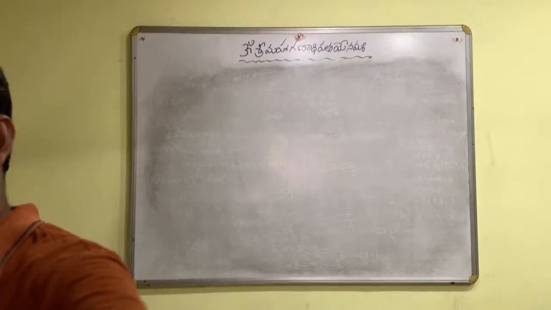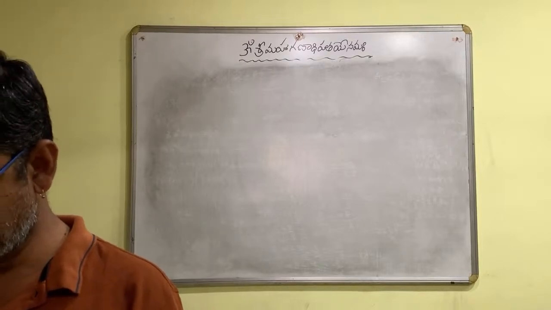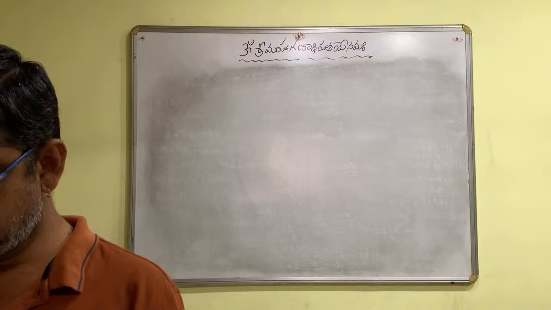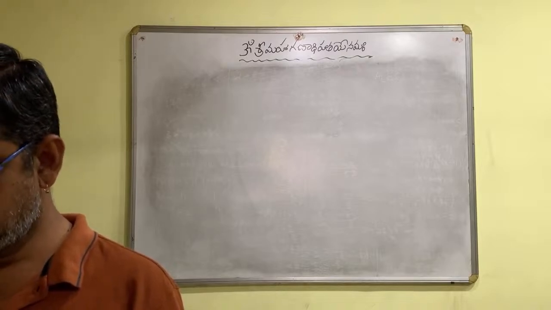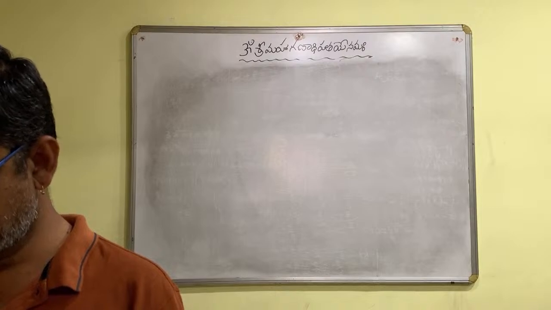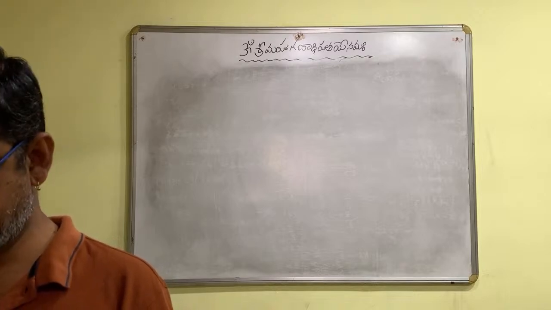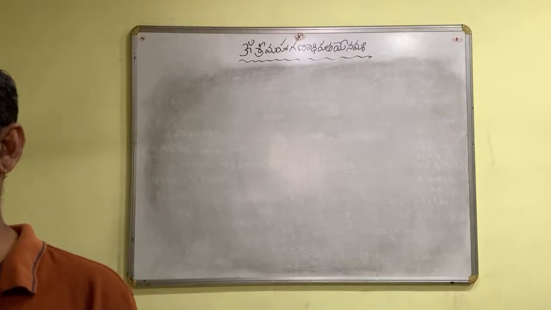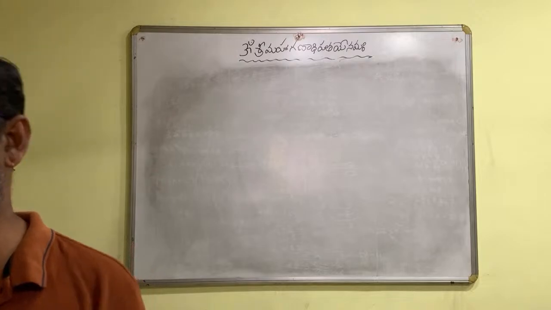Children, go through that worksheet, the RS Agarwal worksheet I sent. Objective type questions. If you know the answer, you can say the answer. Otherwise, you can say that you don't know. Then I'll explain it.